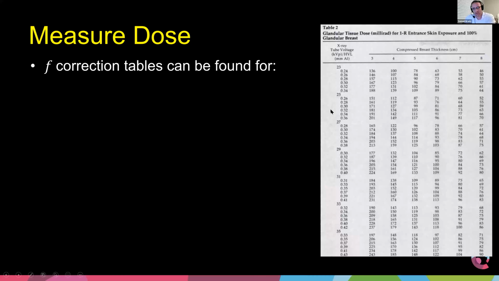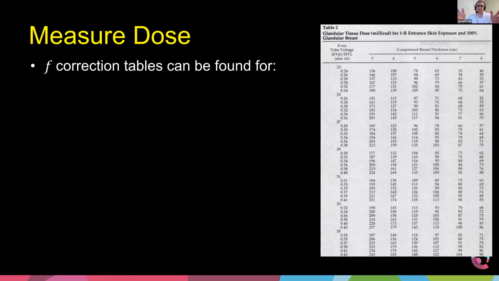Same process. You still have all these lookup tables to find your F value based on kV and half value layer, and once again, you can pick it for all breast thicknesses. You can do your 4 or 4.2 centimeter, 5, 6, 7, 8 centimeter thick. Here you can see this is simply a screenshot of one of the lookup tables. This was for 100% glandularity. You would see a similar looking table if it was 50-50 or 25-75 or 75-25, whatever combination of breast glandularity versus breast fat.